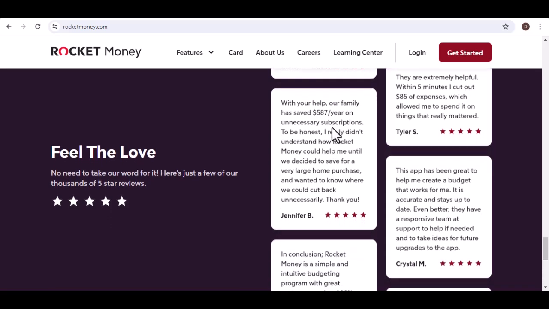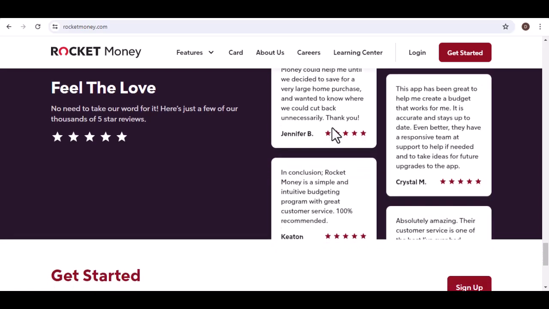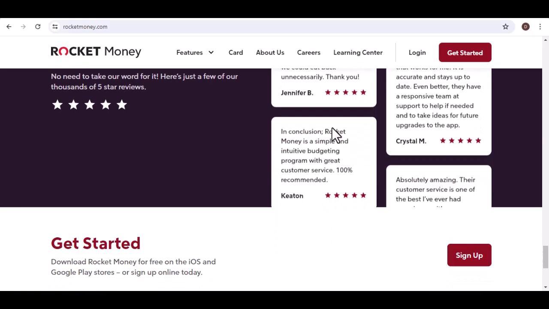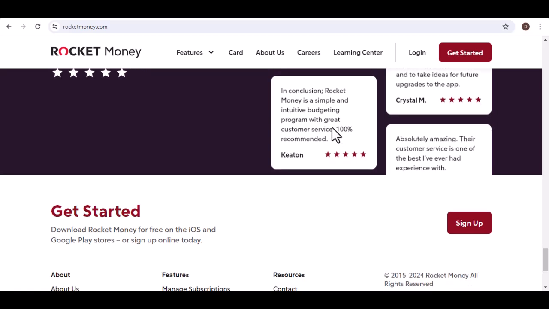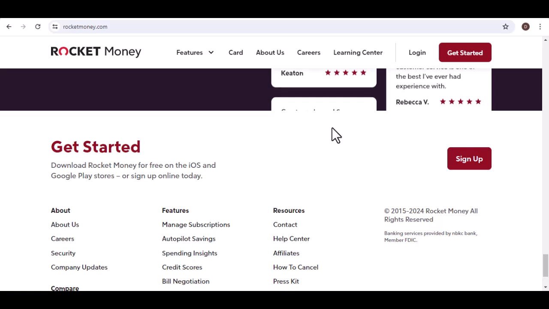Remember, the key to getting the most out of Rocket Money is to ensure your data is as complete and accurate as possible. By combining automatic syncing with manual input, you can create a comprehensive financial picture that helps you make informed decisions about your money.